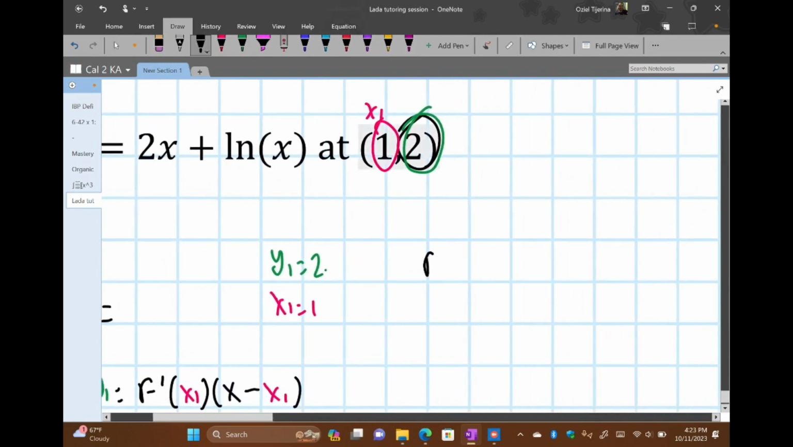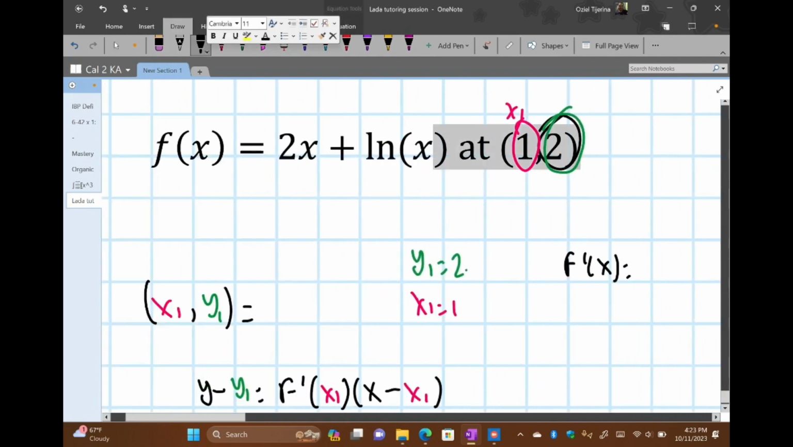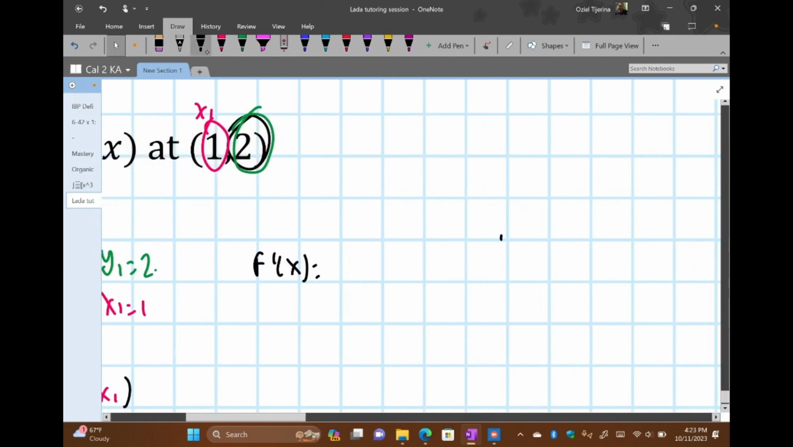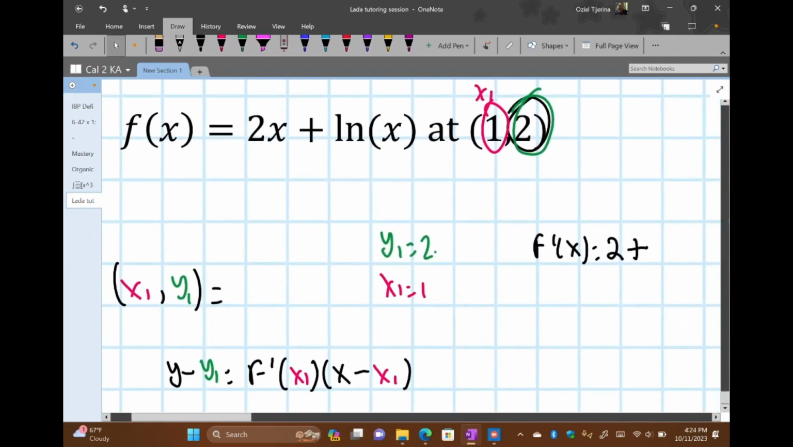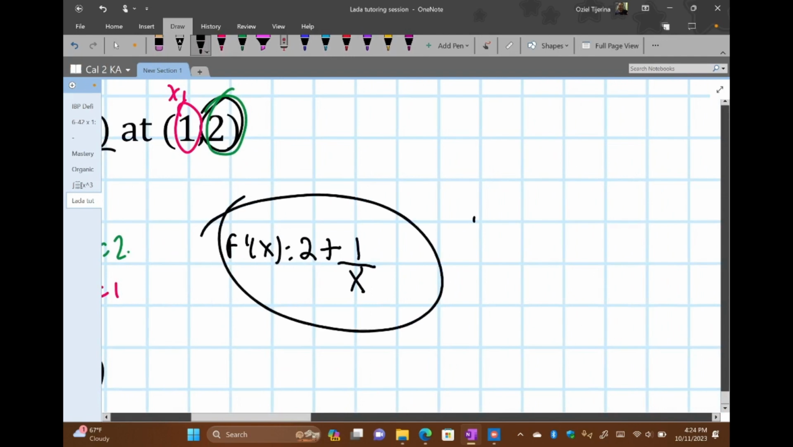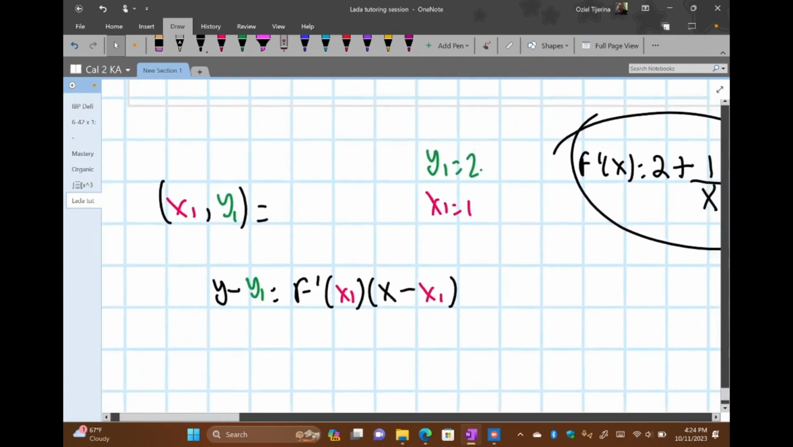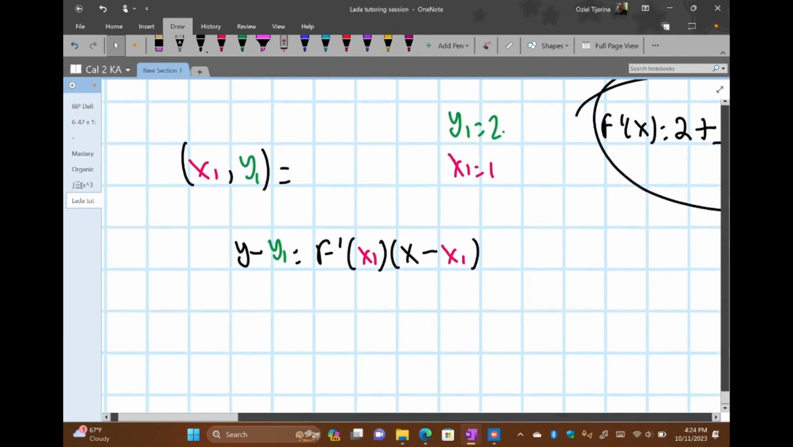So f prime of x: the derivative of 2x is 2, right? And then plus, the derivative of natural log of x is 1 over x. So our derivative f prime of x is 2 plus 1 over x. Now let's go ahead and do this part.